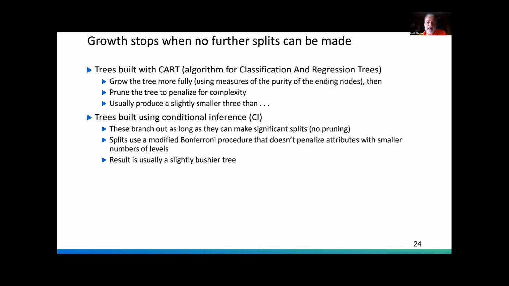Those trees usually end up slightly smaller than trees that are built with conditional inference, which is another tree building method. And these trees branch out as long as they can keep making significant splits. There's no pruning that goes on. Instead, they use a modified Bonferroni procedure, one that's unique in that it doesn't penalize attributes with smaller numbers of levels. You can read the papers about conditional inference if you want to see why that's important. But the result for what we care about today is that we end up with a slightly bushier tree.